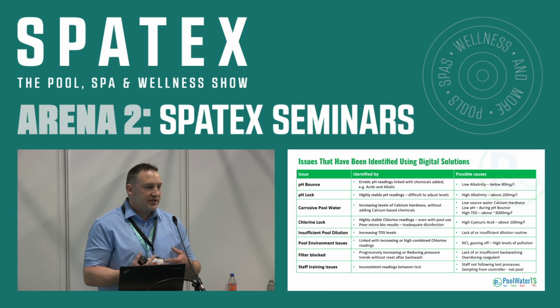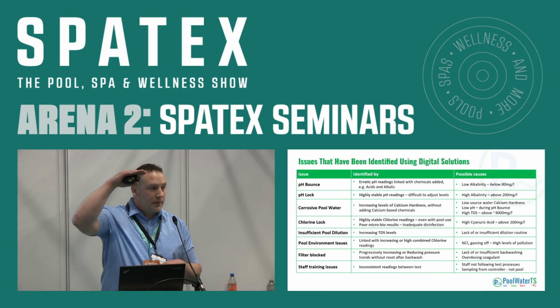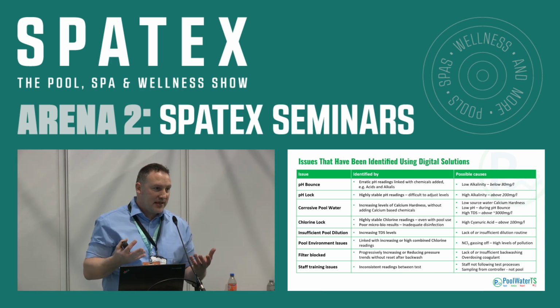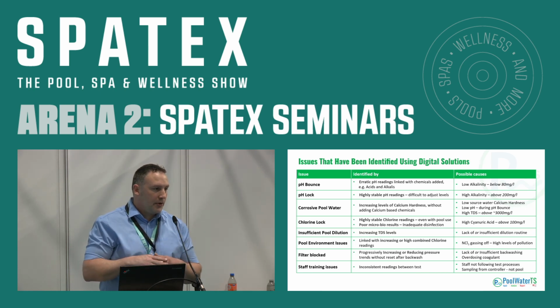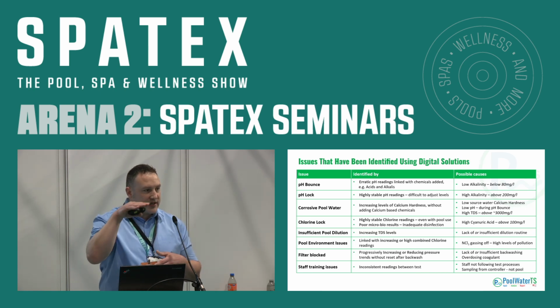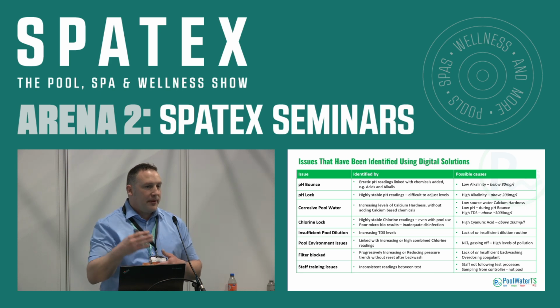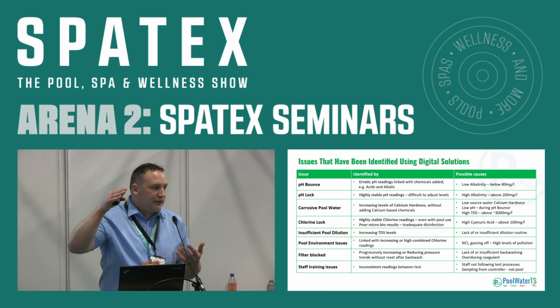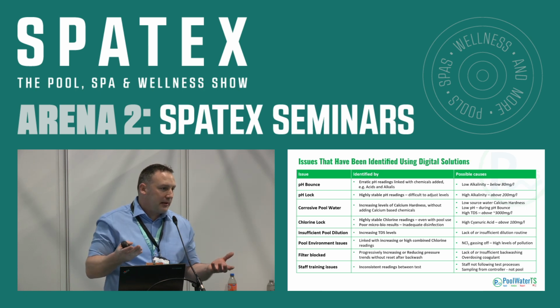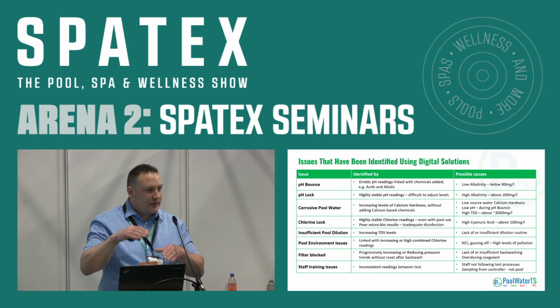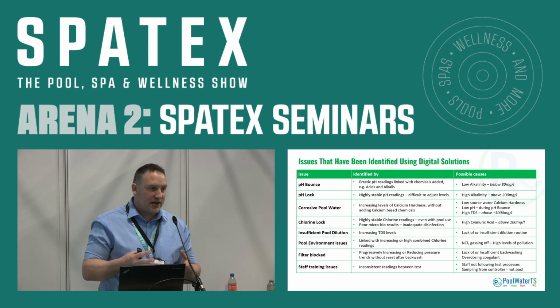So pH lock is essentially where your alkalinity is too high, let's say over 200 milligrams per litre. And it's difficult then to adjust your pH because of the buffering effect of the alkalinity. If your pH has ended up being about 7.5, for example, but your disinfectant is, let's say, 1 milligram per litre, you're not going to have the disinfectant potential that is based on PWTAG guidance.